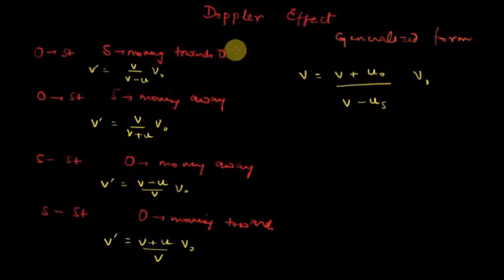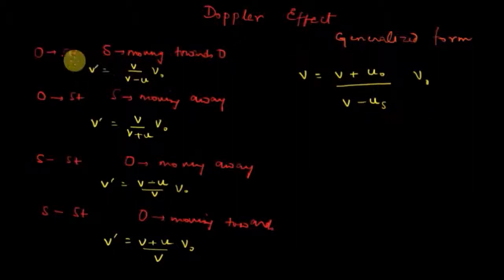So I have summarized all the observations which we have discussed on the left side, and we can write a generalized form as follows. The frequency which the observer will hear in a generalized form will be given by v, which is the speed of sound, plus u naught, which is the speed of the observer, divided by v minus us, which is the speed of the source, into nu naught, which is the frequency of sound. Now please note that u naught, the speed of the observer, will be positive when the observer moves towards the source and negative when the observer moves away. Similarly, us, the speed of the source, will be positive when the source moves towards the observer and negative otherwise.